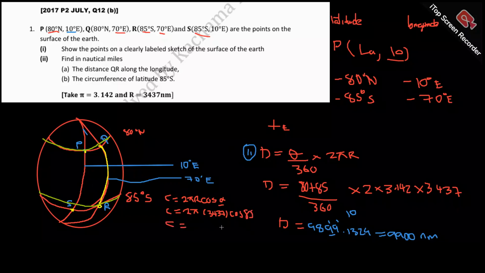Punching this on a calculator, you should get 1882.399 and so on. Then after you round off, you should get 1880 nautical miles. Very simple. Okay, let's see the next question. Just take it easy, follow me.